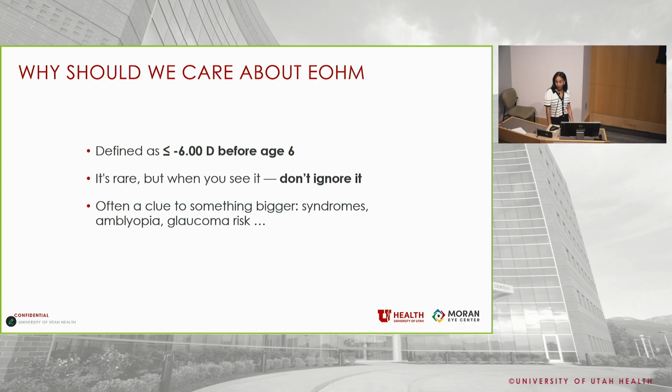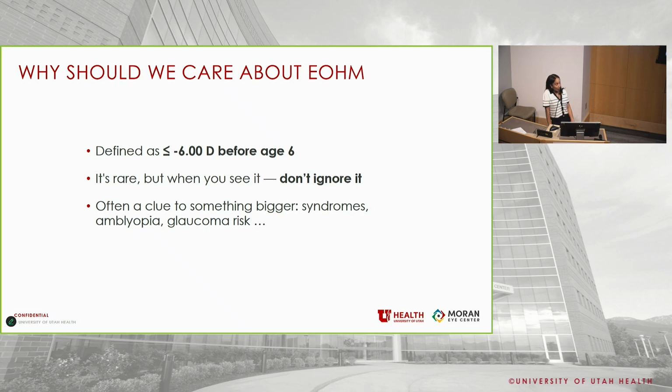So why should we care about early onset high myopia? We're talking about less than or equal to -6 diopters before age 6, which is fairly rare, but it's not rare enough that we should dismiss it. It's seemingly seldom, and it's rarely isolated too. So this refractive error might be the tip of the iceberg for something bigger like syndromic diseases, underlying systemic conditions, and other ocular conditions as well.